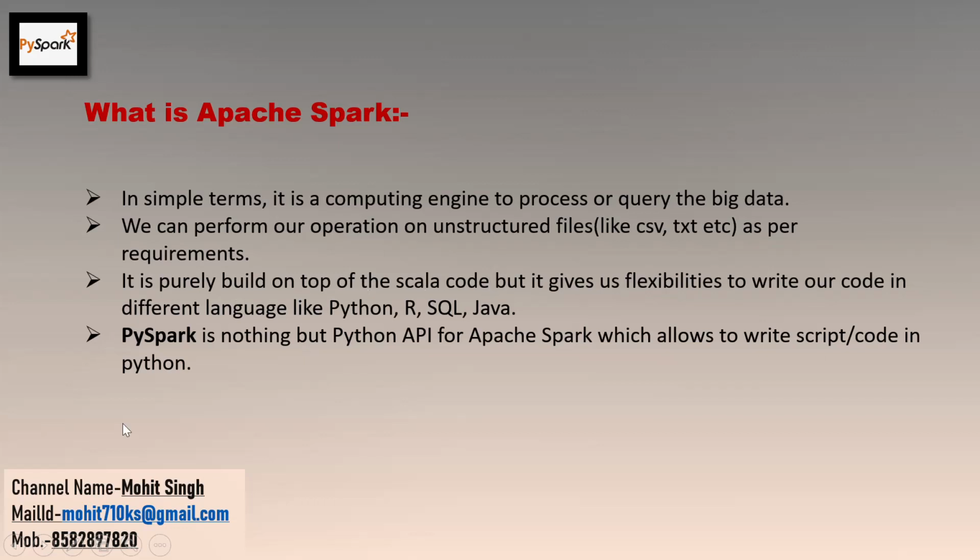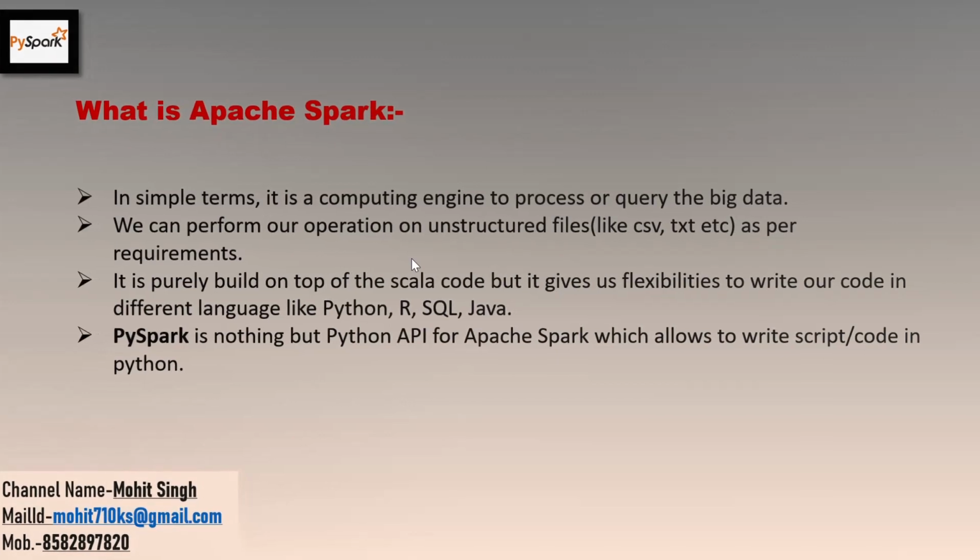Now we are in a position to understand what is PySpark. In the third point, we have already discussed that Spark gives us flexibility to write our code in different languages. So when we choose Python to write our code, Spark provides us a Python API which allows us to write our code in Python. So PySpark is nothing but the Python API for Apache Spark, which we use to write code in Python. Okay, so let's move to the next slide.